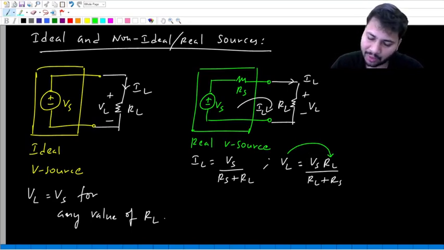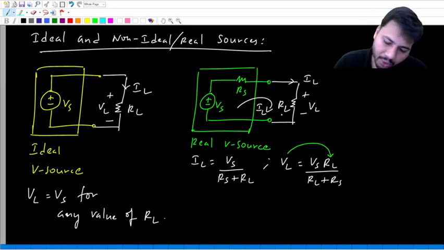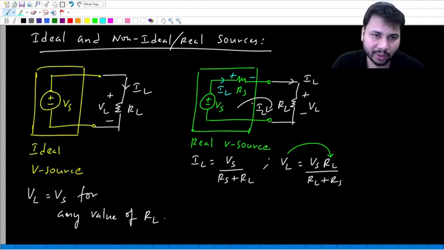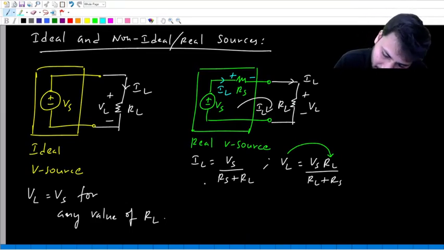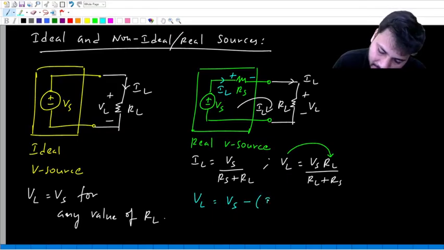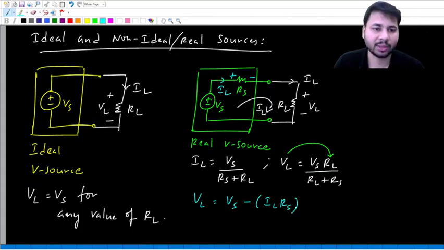And always the load voltage will be less than the source voltage. In the previous case the load voltage is always equal to the source voltage. Why? Because in the second case when you connect the load, the load will draw some current, and the same current also flows through the internal resistance, resulting in a voltage drop across the internal resistance. So whatever voltage you get across the load is the source voltage minus the drop across the internal resistance. In fact, VL can be written as the source voltage minus the drop across the internal resistance, which is IL times RS. The load current is this. Okay.